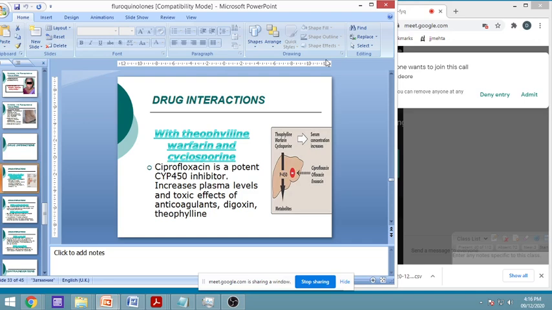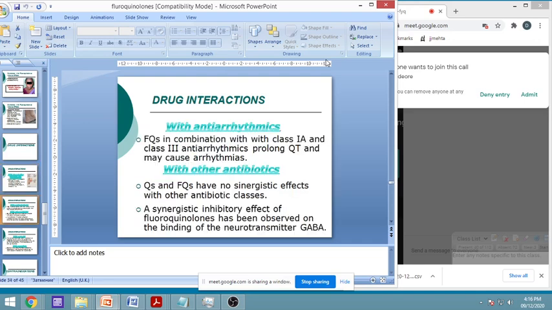It increases the plasma levels and toxic effects of anticoagulants, digoxin, theophylline. So all these drugs which are metabolized will have inactivity, and the very popular ones are theophylline, warfarin and cyclosporine. They are very prominent because it can be toxic because of it. It has interaction with antiarrhythmic agents, particularly in combination with class 1A agents. You must know what the class 1A agents are, if you remember. And class 3 antiarrhythmics prolong QT and may cause arrhythmias.